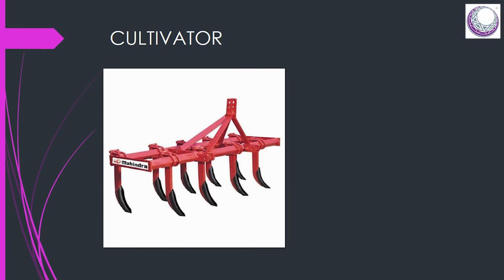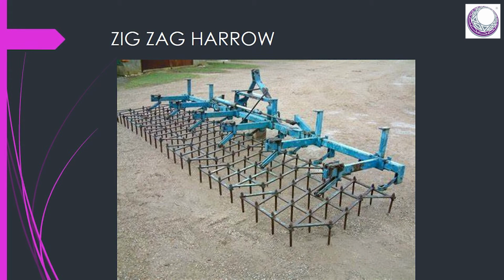Then we move on. We have got the cultivator. As you can see, the cultivator has got pointed ends which are like hooked. I hope you notice the difference between the cultivator and the zigzag harrow.